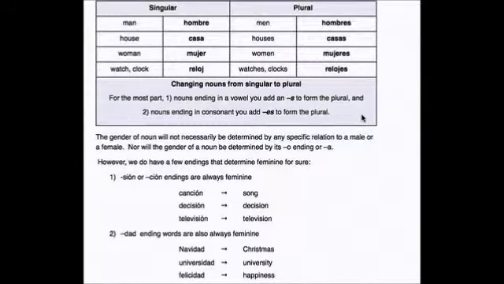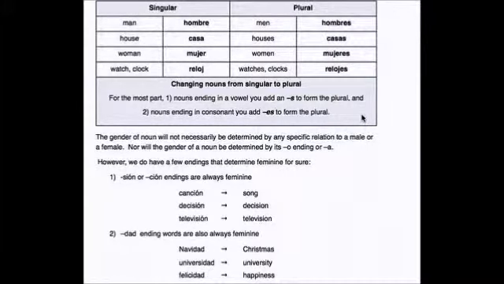The reason why we added es is because the noun ends in a consonant. If you have a noun that ends in a consonant and you want to go plural, you add es. If you have a noun that ends in a vowel, you add s. Man in Spanish again is hombre. The plural is hombres. House is casa, the plural, casas. Woman in singular is mujer, in plural, mujeres. Very good.